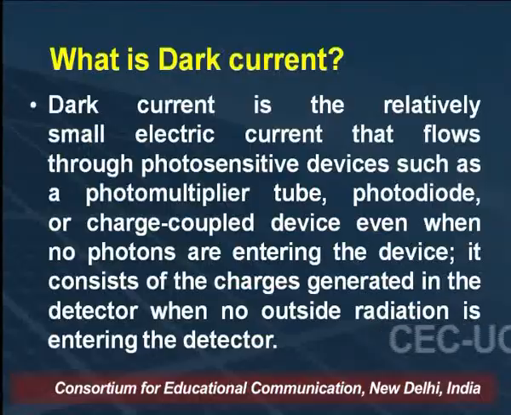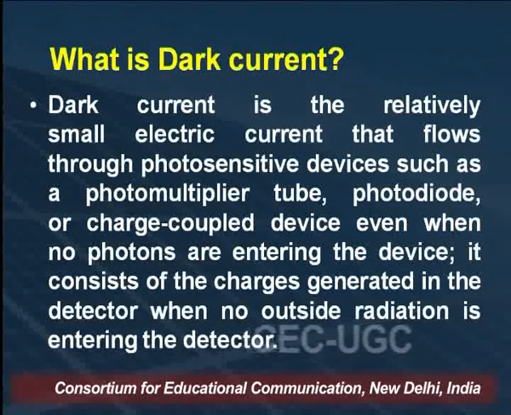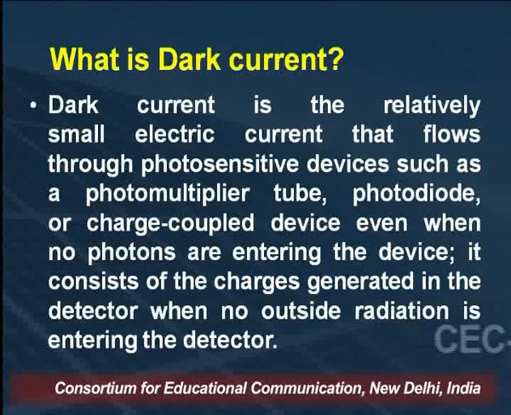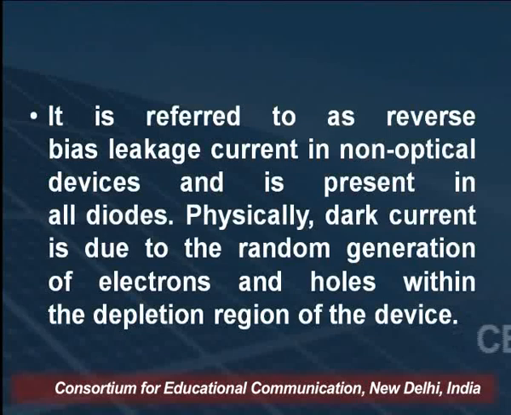Dark current is a relatively small electric current that flows through photosensitive devices such as a photomultiplier tube, photodiode or charge coupled devices when no photons are entering the devices. So this is the definition of the dark current. It is referred to as a reverse bias leakage current in non-optical devices and is present in all diodes. Physically, the dark current is due to the random generation of electrons and holes within the depletion layer of the devices.